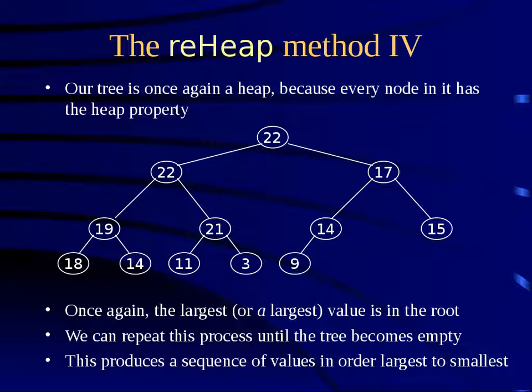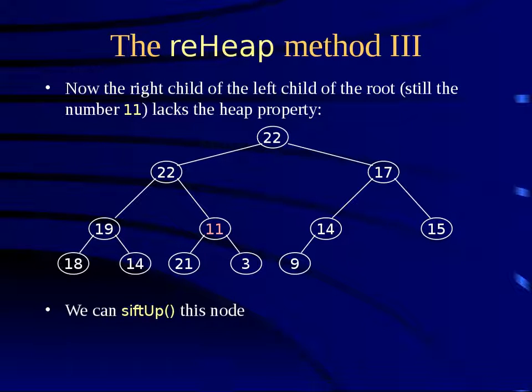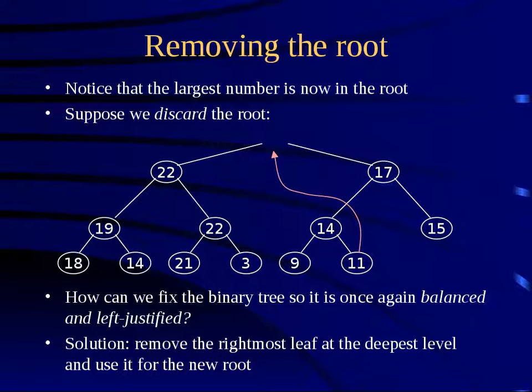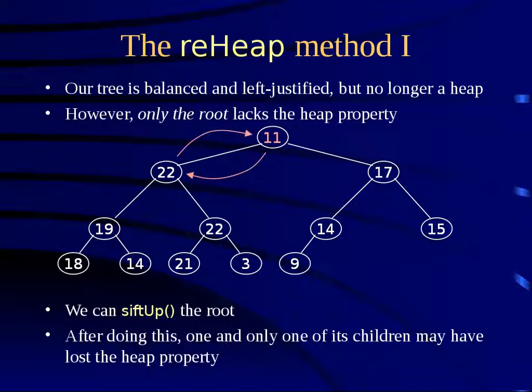This produces a sequence of values in order from largest to smallest. How? Where are largest and smallest? Well, what do we do? Put the largest at the top. We remove the top, which is the largest. Then we shift it down.